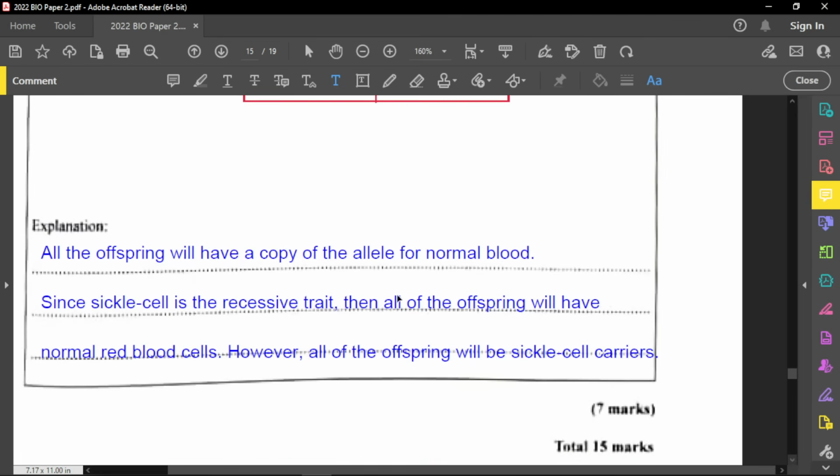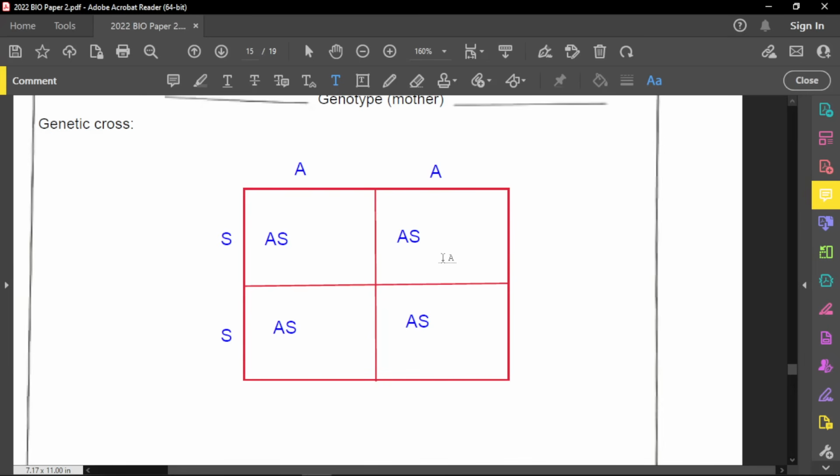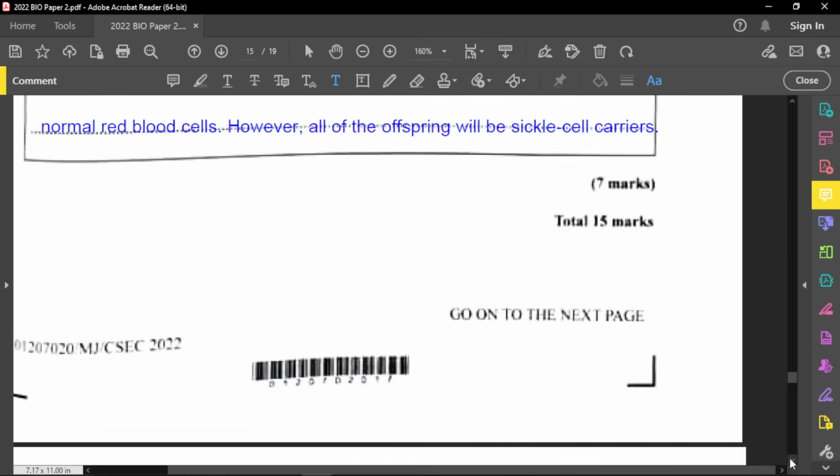All right, so the explanation here is that all the offspring will have a copy of the allele for normal blood. And since sickle cell is a recessive trait, all of the offspring will have normal red blood cells. However, a point to note is that all of the offspring will be sickle cell carriers. So their phenotype will be normal, but they are carriers in terms of their genotype. So they are heterozygous or hybrid, in other words. All right, hybrid or heterozygous, they will be carriers. All right, that's 15 marks.